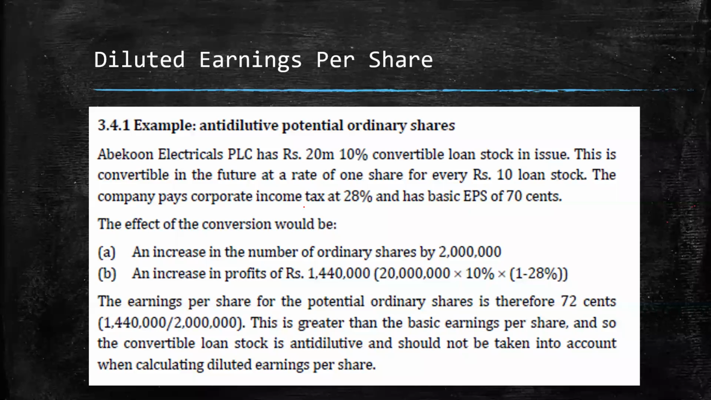Under non-current liabilities, there may be a convertible loan stock worth 20 million. 10% means the interest rate they are paying at the moment.